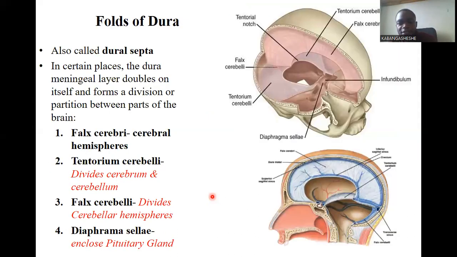Now, the dura mater has folds. These folds accompany the shape of the brain. Now remember, the brain has those parts. The brain has the telencephalon, which is the cerebrum. It has the diencephalon, which is the epithalamus, thalamus, and the hypothalamus. It also has the cerebellum, and the brain stem, which is the midbrain, pons, and medulla oblongata.